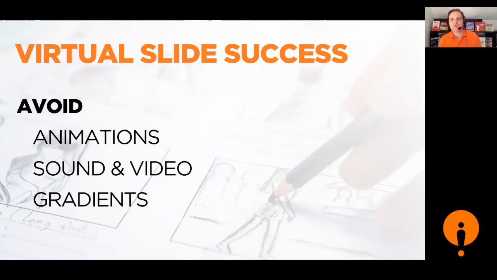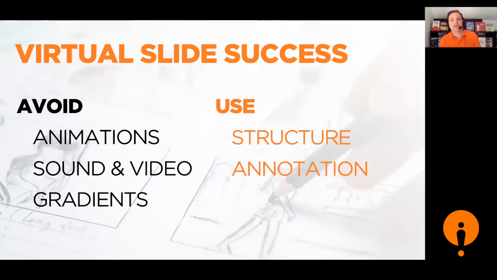What are the three things which can help you in online meetings? Well, these are the things to use. The first one is going to be structure. You can use your slides for structure. The second is to use the annotation features. And the third is visual pauses.